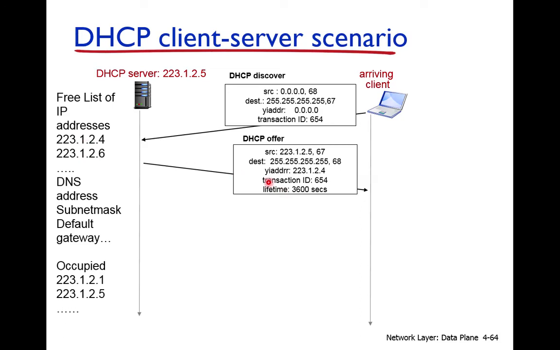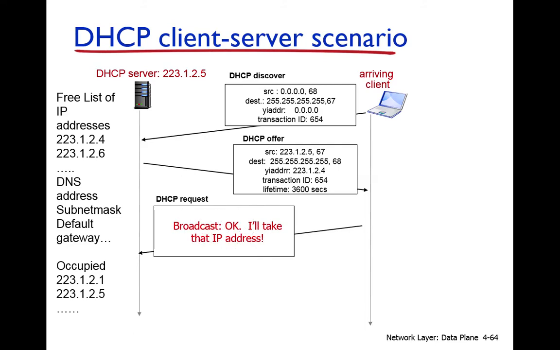The transaction ID will be the same in the DHCP offer message as that received in the DHCP discovery. Why? Because through this transaction ID, the client can differentiate that it is receiving this offer message against this request message. And this is the lifetime: this IP address will be valid up to this time. If the client wants to use the IP address beyond this time, then the client has to renew it.